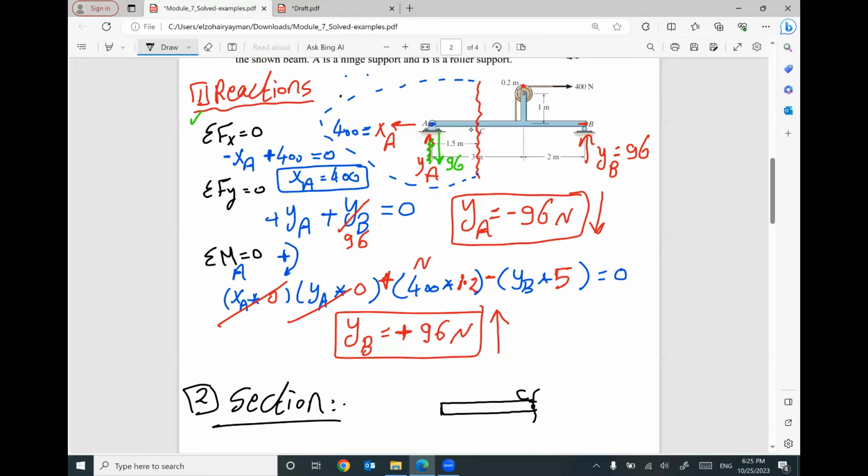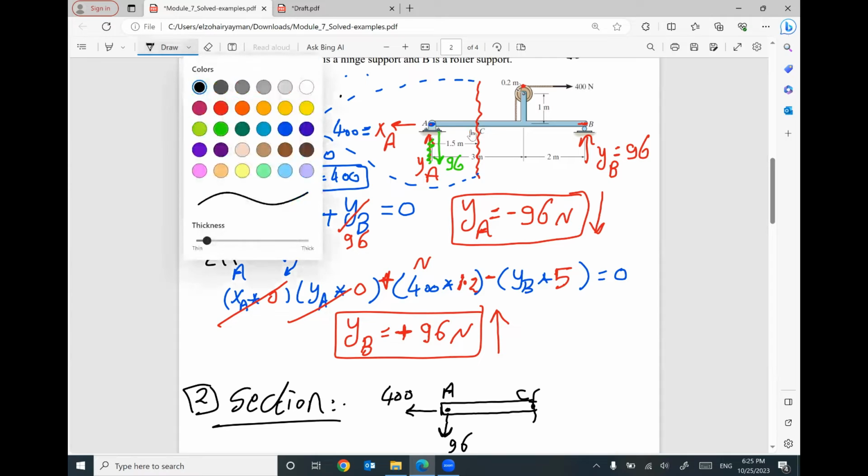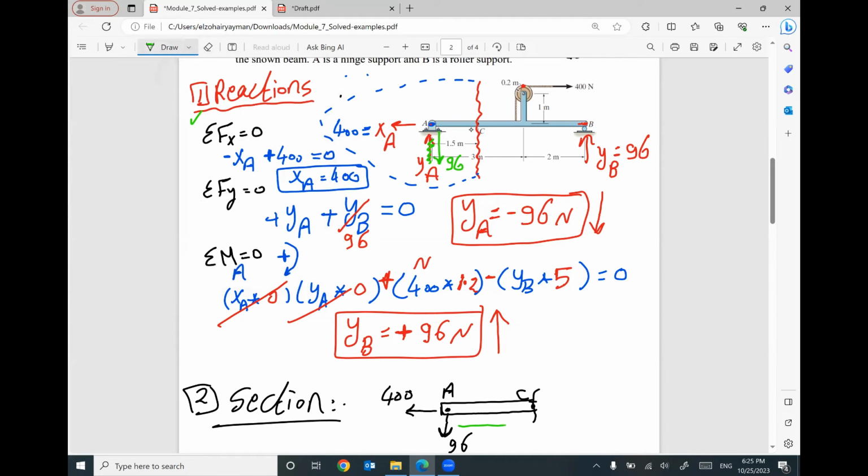At point A, I have a horizontal reaction equal to 400. I have a vertical reaction downward. This is the correct direction, 96. Nothing else. Also, this distance equals 1.5 meters.